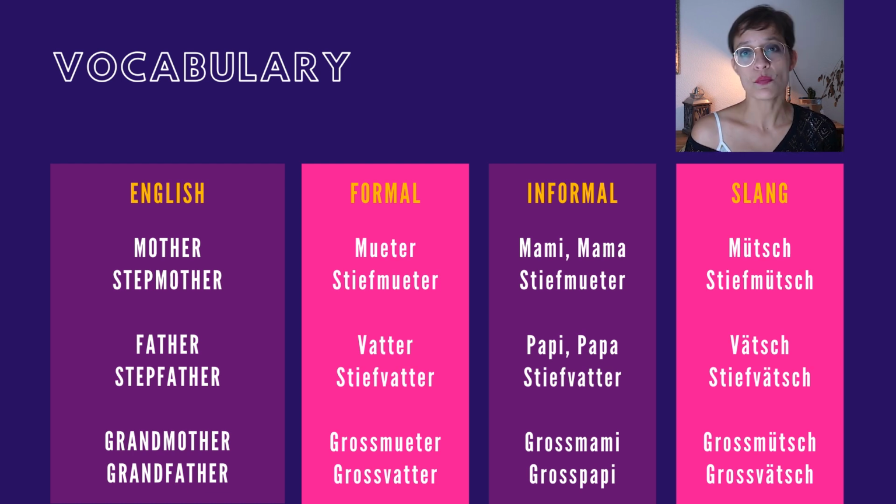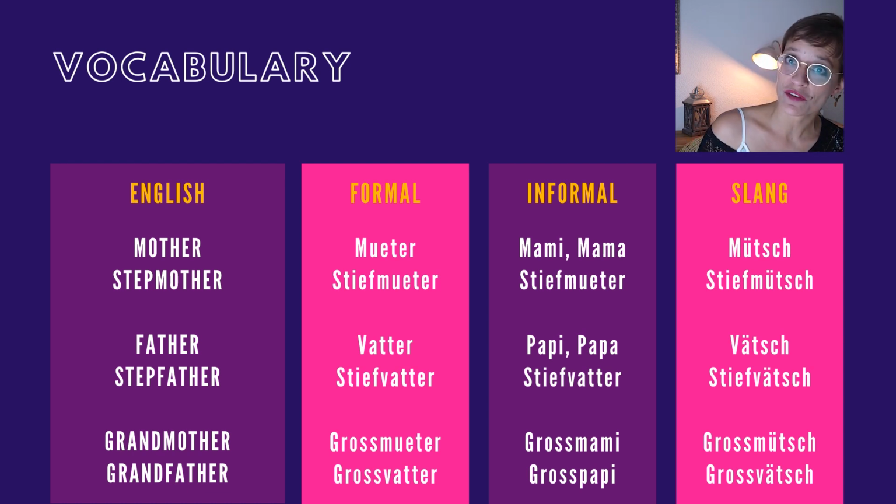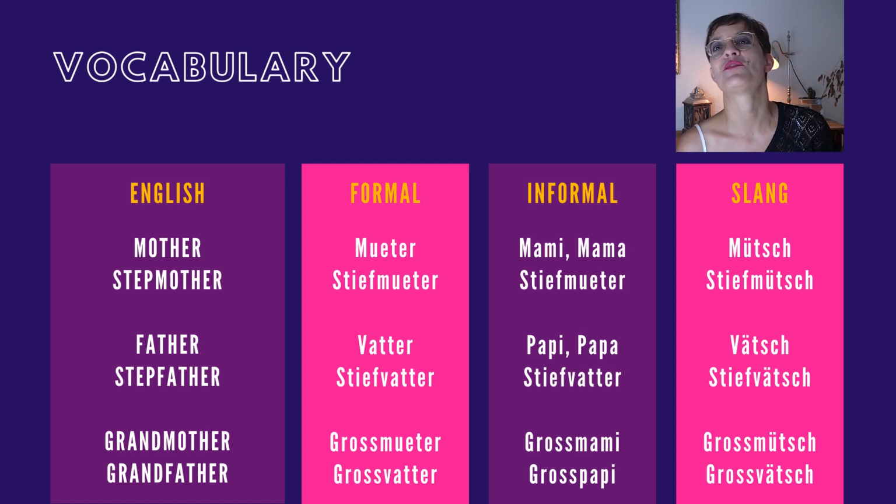Father. Vater, almost like in German, Vater. Swiss German is Vater. The informal version is Papi or Papa. And there is a slang version as well, which is Fetch. Mütsch for mother, Fetch for father. Then we have the stepfather, Stiefvater. We don't really have an informal version, or you could also say Stieffetch.